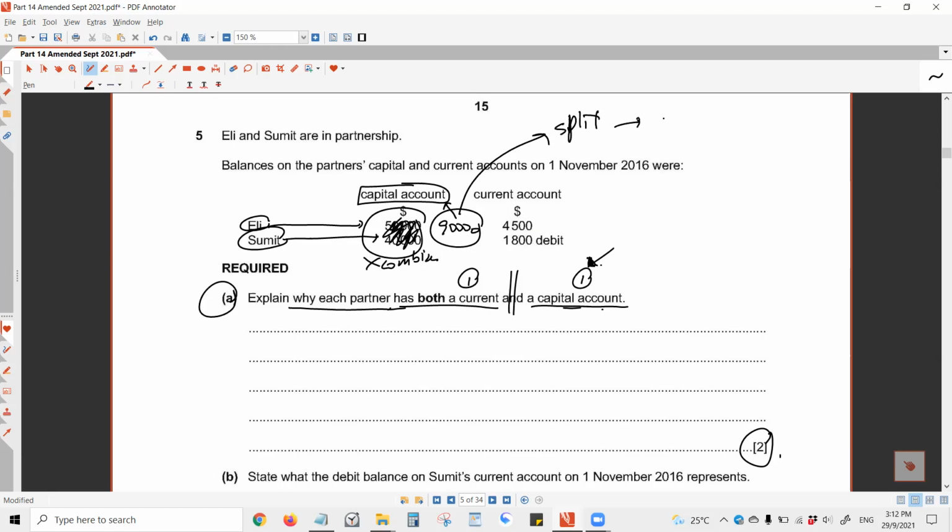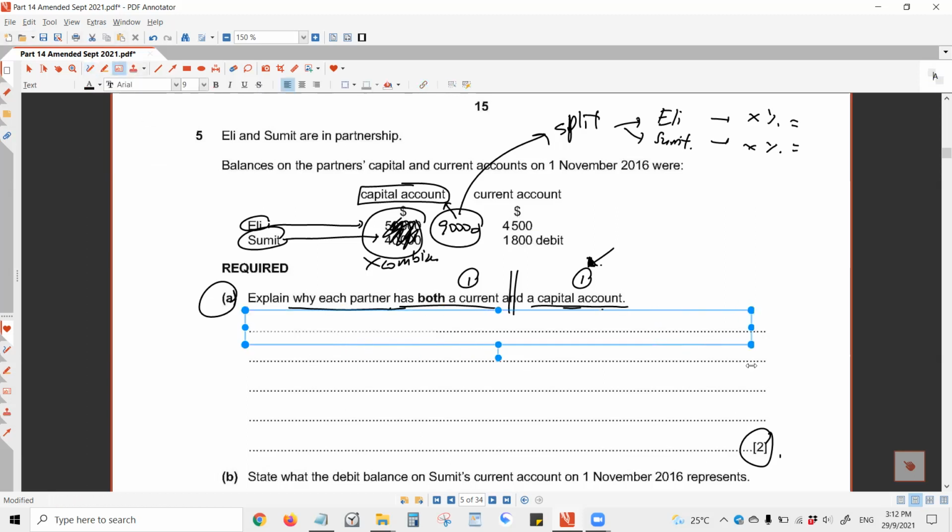You try to see how much is from Ellie, how much is from Sumit. Then only you can times the percentage to calculate the interest on capital. Okay, so that's the benefit. After I go through some questions with you, then you would understand better. Okay, for now, let's write the answer first.